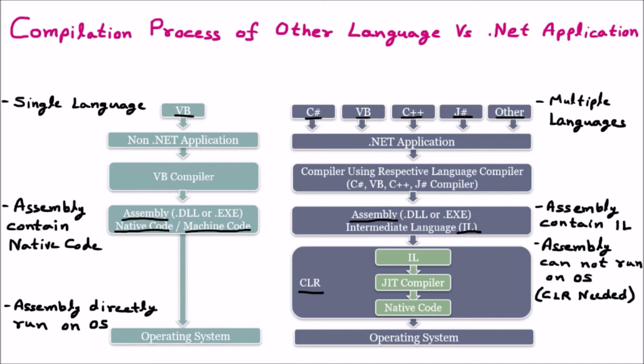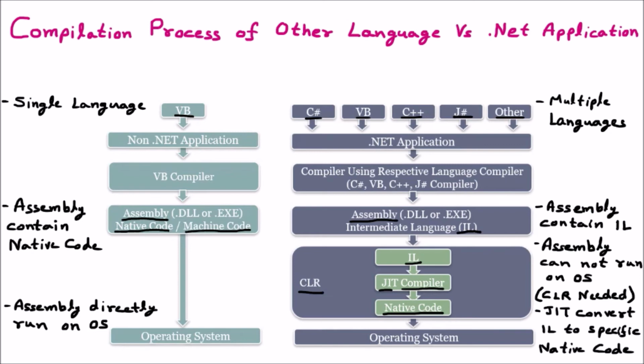What the CLR is doing, which is Common Language Runtime, is that it has the JIT compiler. And the JIT compiler is going to convert the intermediate language to the native code. So with the help of this compiler, the intermediate language will be converted to the native code, or we can say that JIT converts IL to specific machine code or the native code.